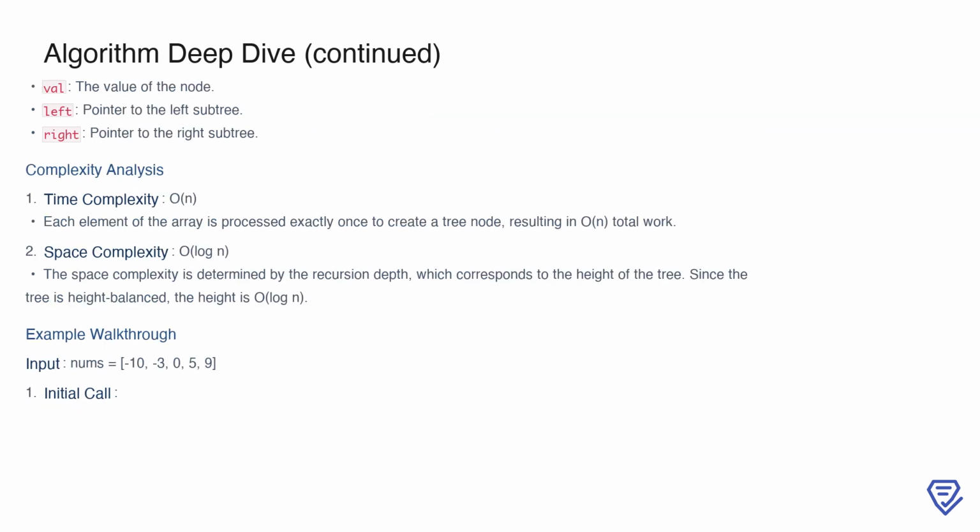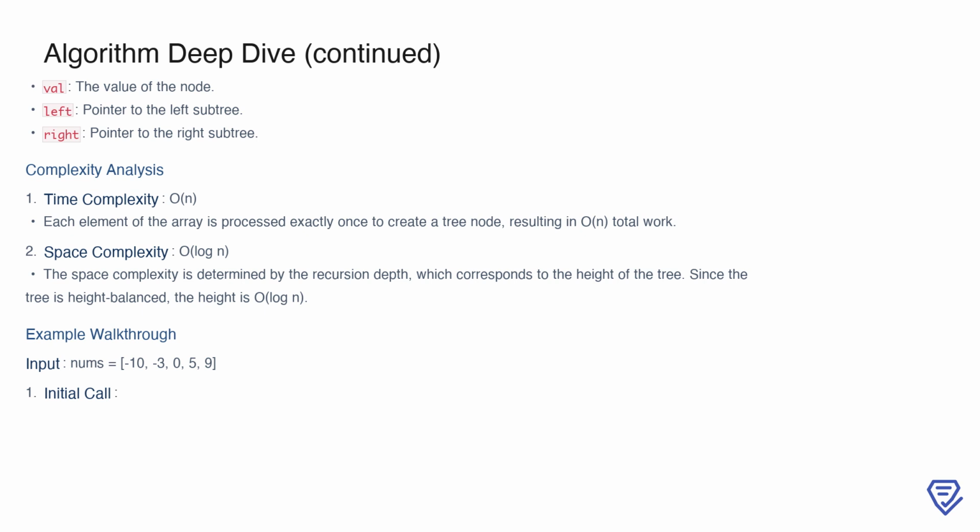Now let's analyze the computational complexity. For time complexity, the algorithm processes each array element exactly once to create a corresponding tree node, resulting in O(n) time overall. For space complexity, the key factor is the recursion depth, which corresponds to the height of the tree. Since the tree is height balanced, its height is logarithmic relative to the number of nodes, leading to a space complexity of O(log n). This makes the algorithm highly efficient for large input sizes.